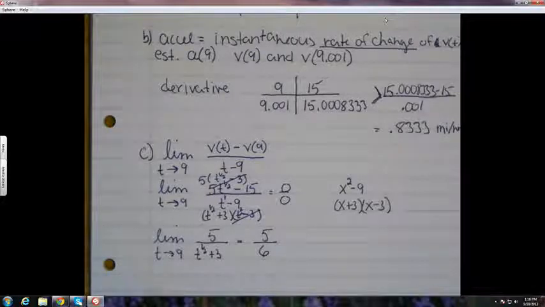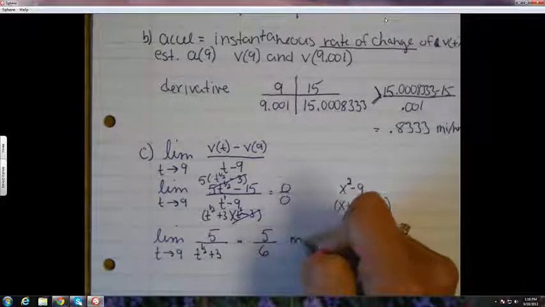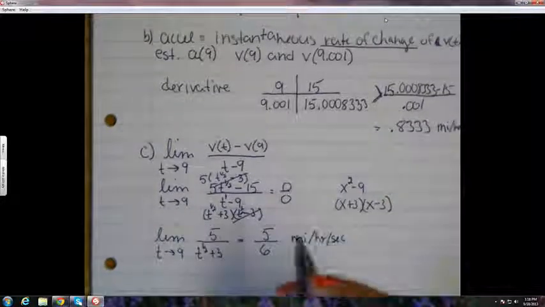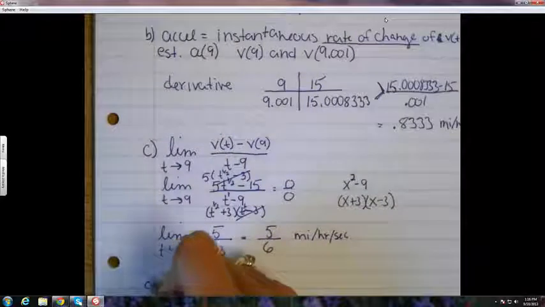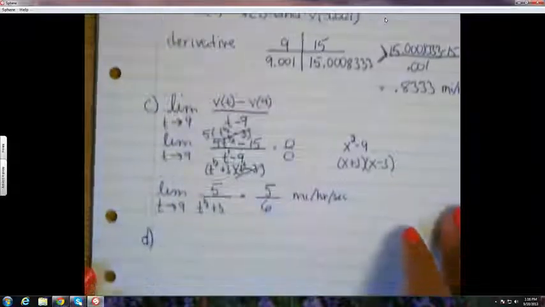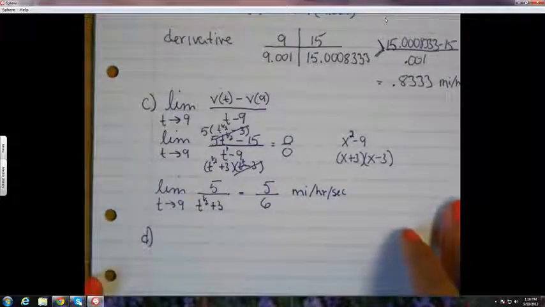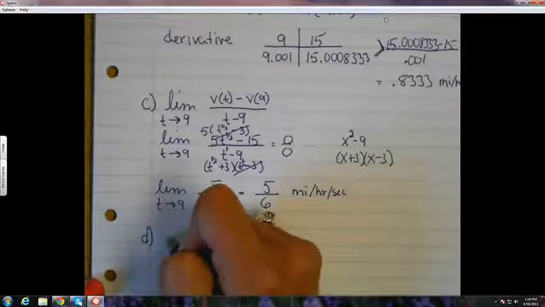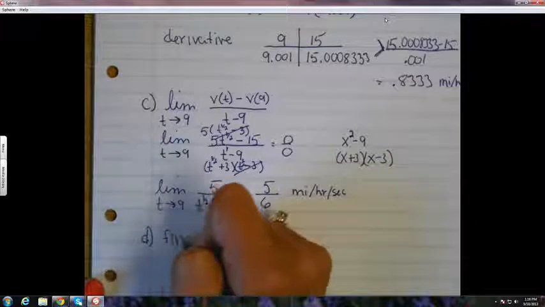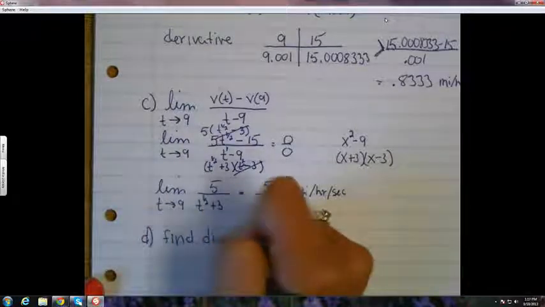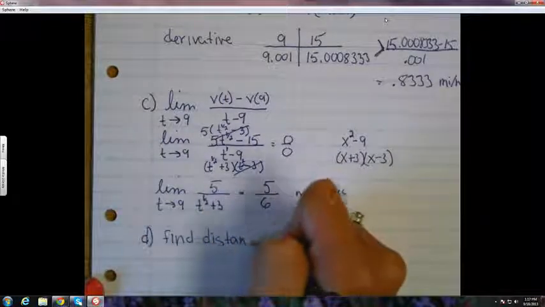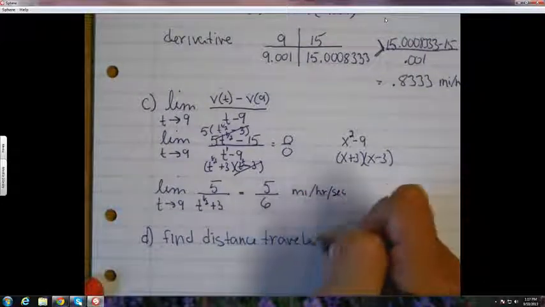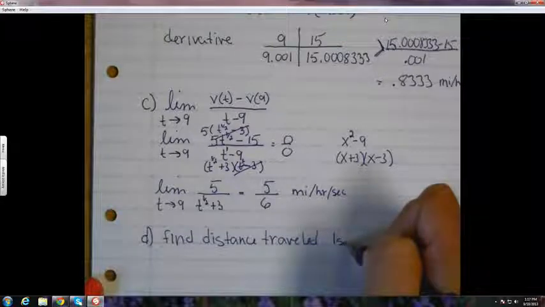And that would be miles per hour per second. And then part D, this is just seeing if you know what this is asking for. Approximately how far did she travel between 1 and 9? Find the distance traveled from 1 second to 9 seconds.